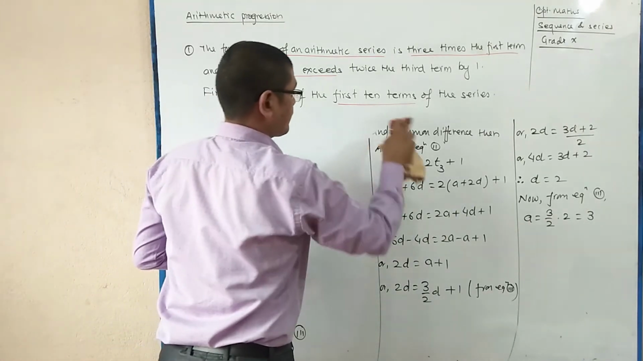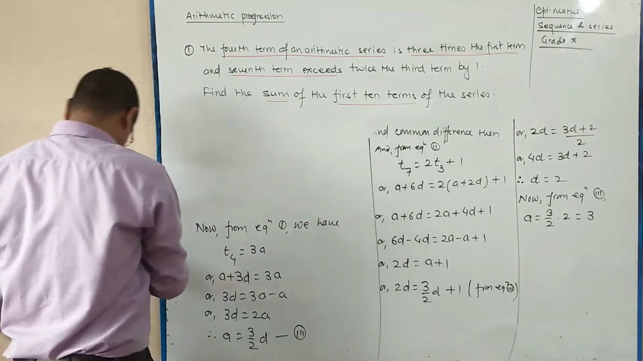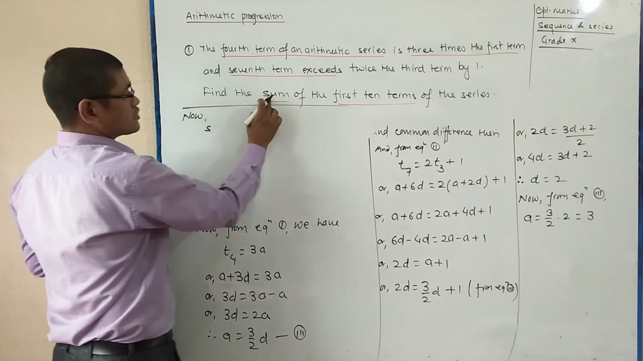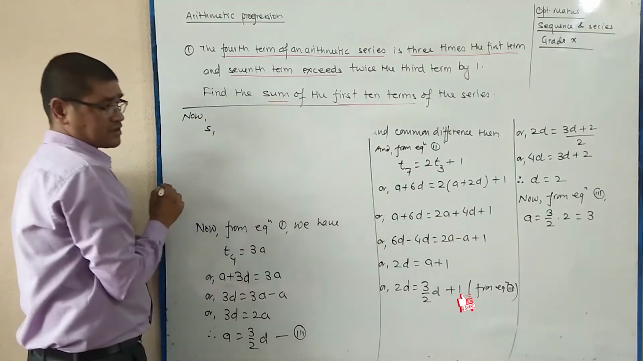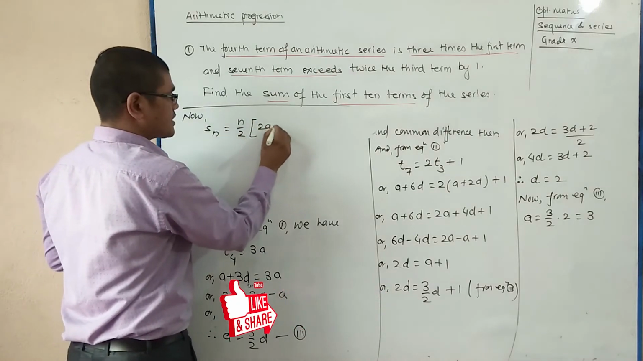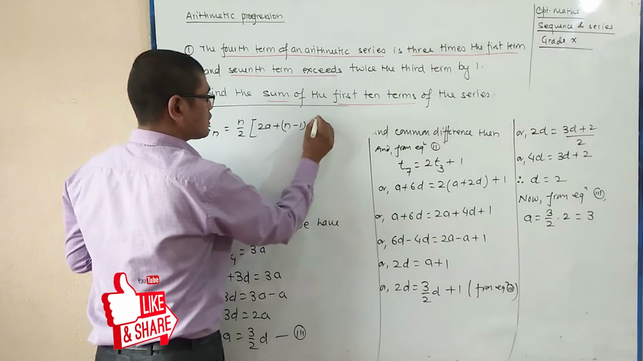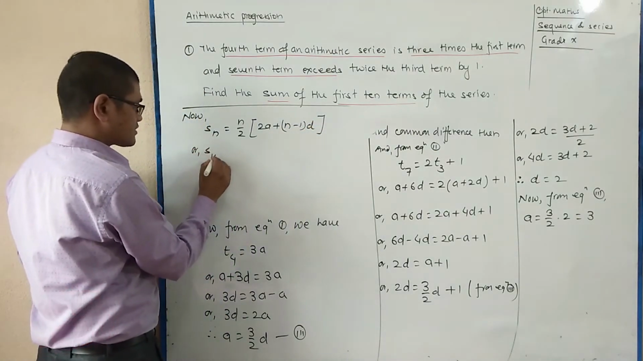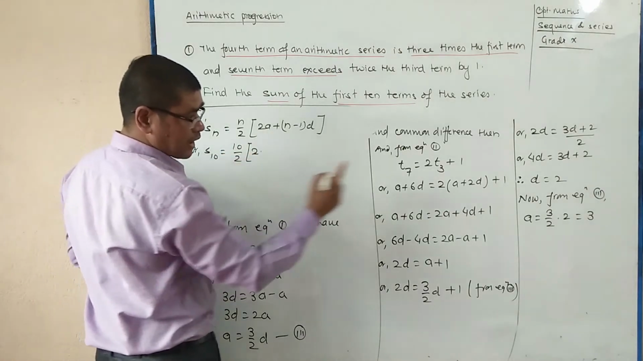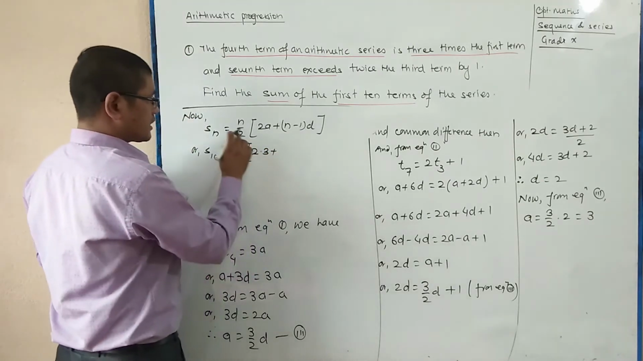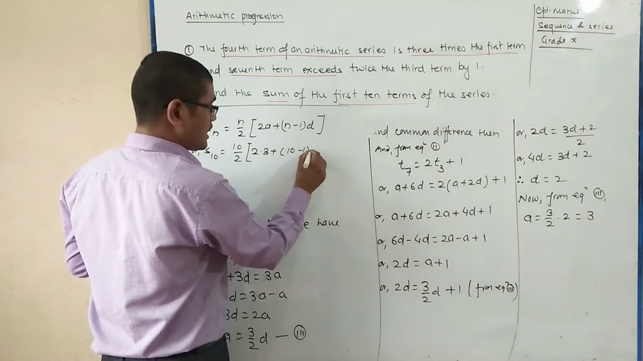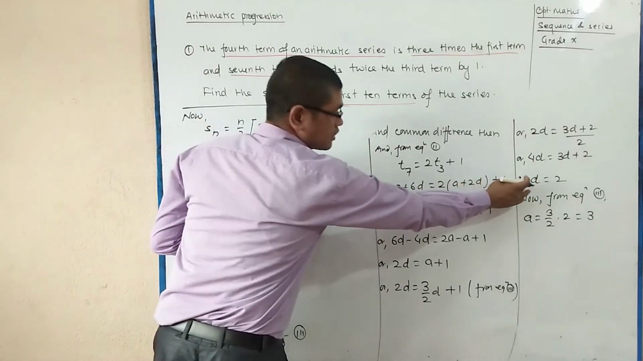Sum of first 10 terms means n is 10, okay. For n equals 10, S n equals n by 2 times (2A plus (n minus 1) D), or S10 equals 10 by 2 times (2 times the value of A, we have 3 there, plus (10 minus 1) times the value of D we have calculated here, 2).